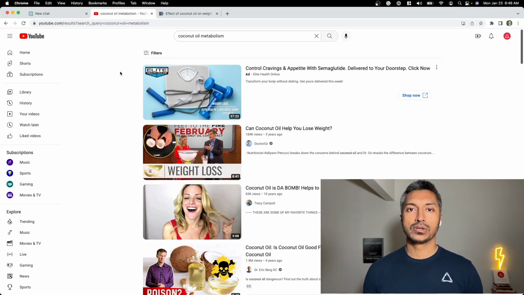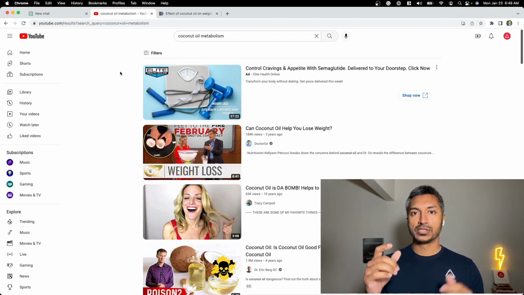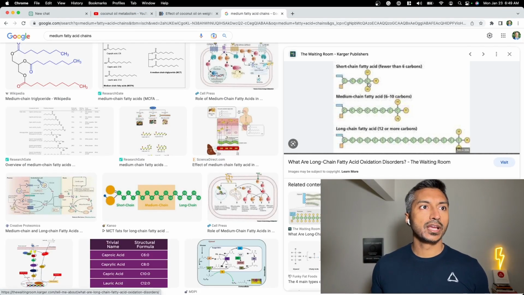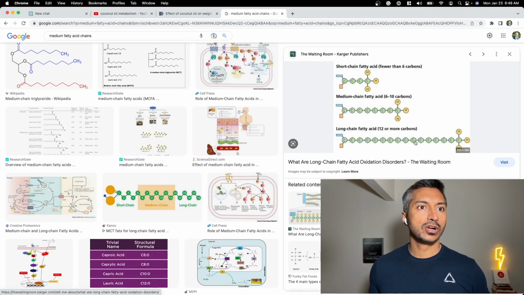When you take in the coconut oil, again, it's medium chain. So there's different types of chains of fatty acids. So let's take a look at that. There's short chain fatty acids, there's medium chain fatty acids, there's long chain fatty acids.